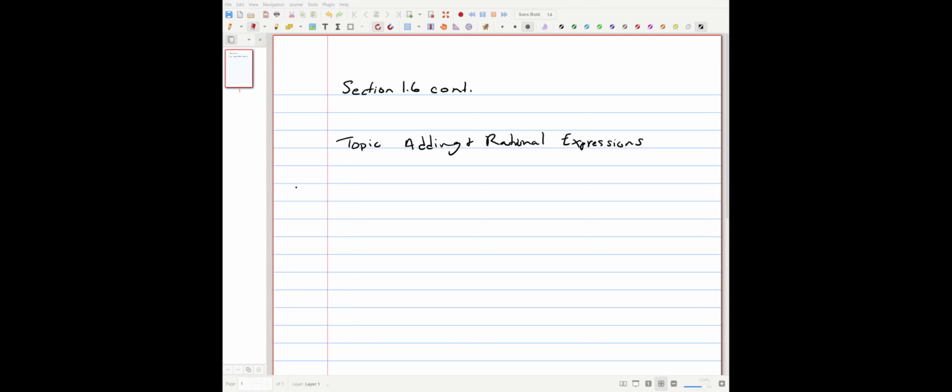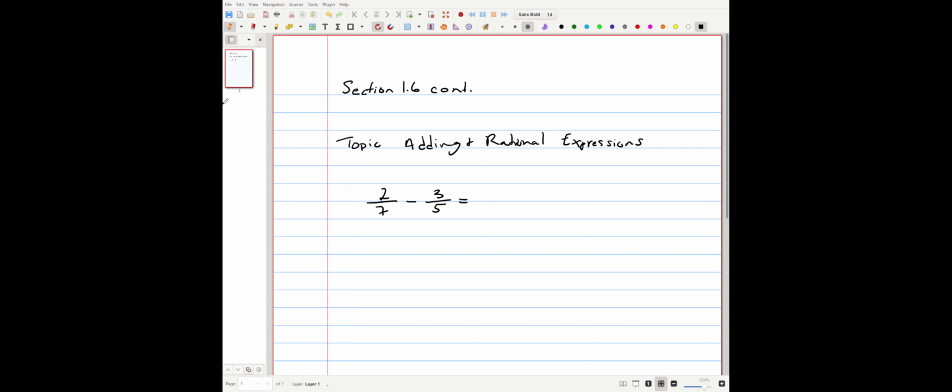All right, so let's finish up section 1.6, and in this topic we're going to be adding and subtracting rational expressions. So how does this work? Well, if we relate it to something you're already familiar with, which is adding and subtracting fractions, assume we have 2/7 subtracted 3/5. Well, remember when we're adding and subtracting, the only time we can ever do it is if we have like terms, right?